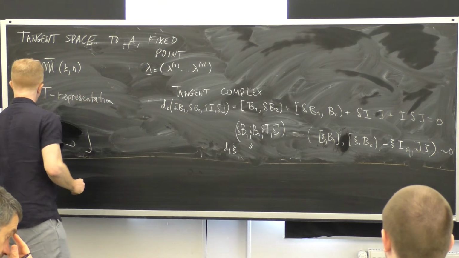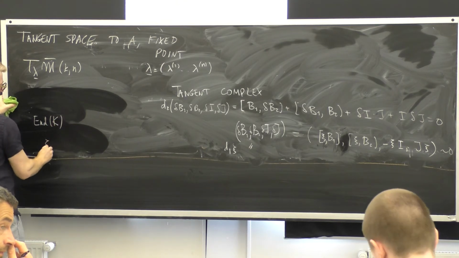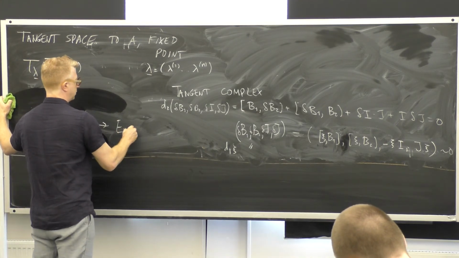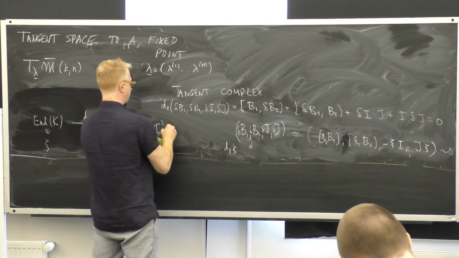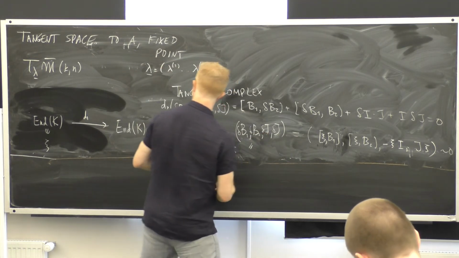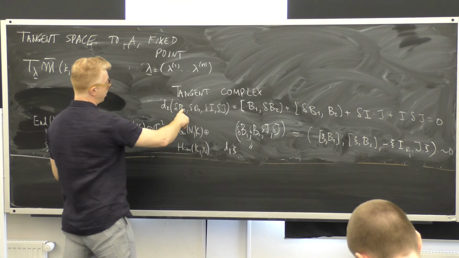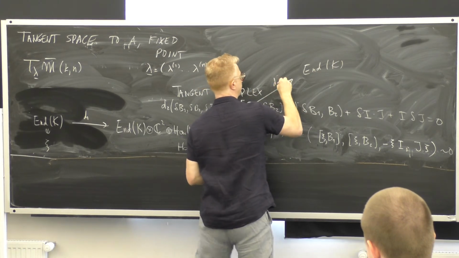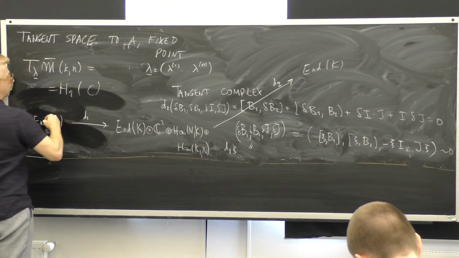What I see now is again a three-term complex where I have endomorphisms of K. This is where Xi sits, which are mapped by the map D1 into two copies of endomorphisms of K, one for delta B1 and one for delta B2, plus Hom of N to K, which is delta I, plus Hom of K to N, that's delta J. And then by D2, this is mapped again to endomorphisms of K. And so my tangent space is actually the H1 of this complex. So this is my complex.